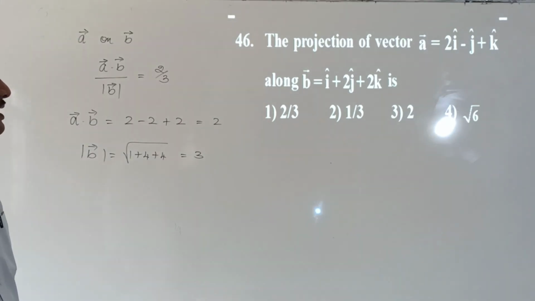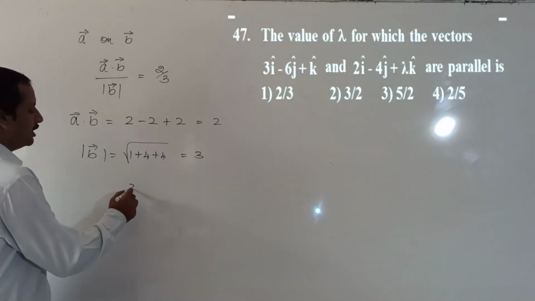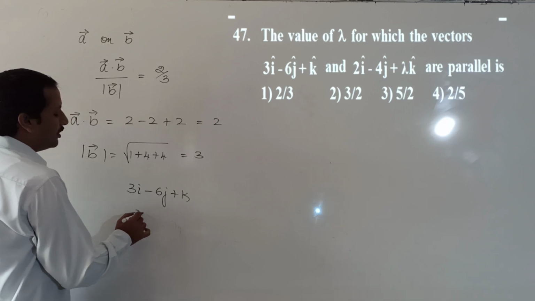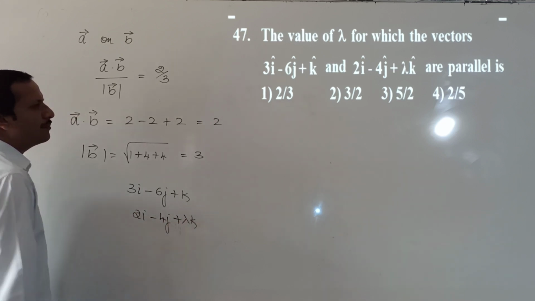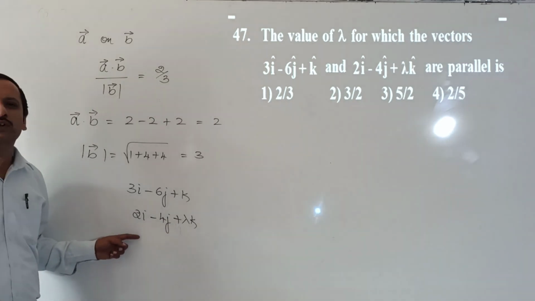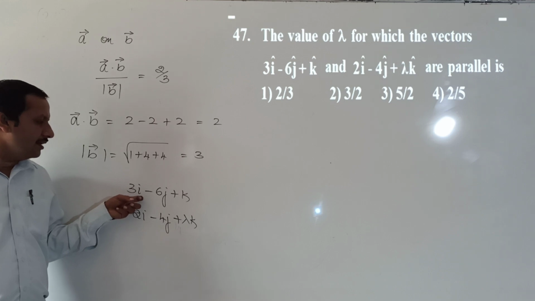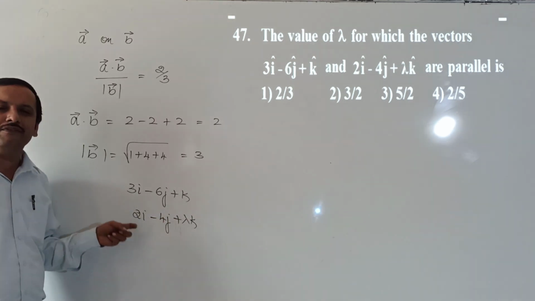Let's look at question 47. The value of lambda for which the vectors 3i minus 6j plus k and 2i minus 4j plus lambda k are parallel. If two vectors are parallel, then the coefficients of i, j, k must be proportional for these two vectors.